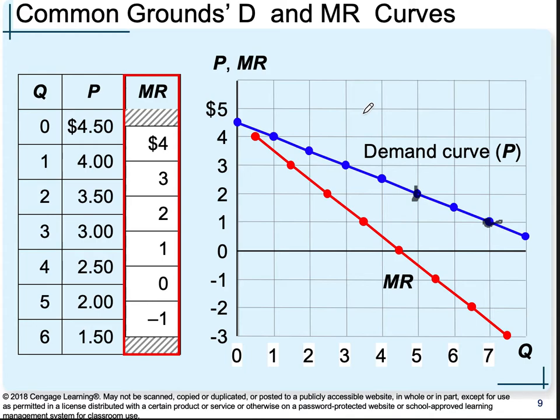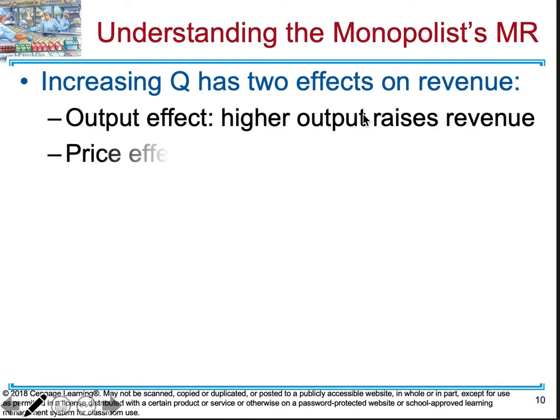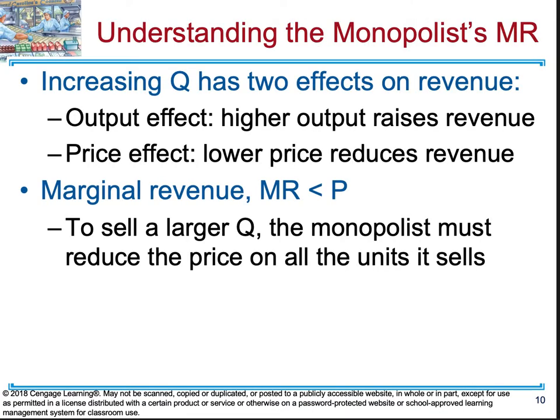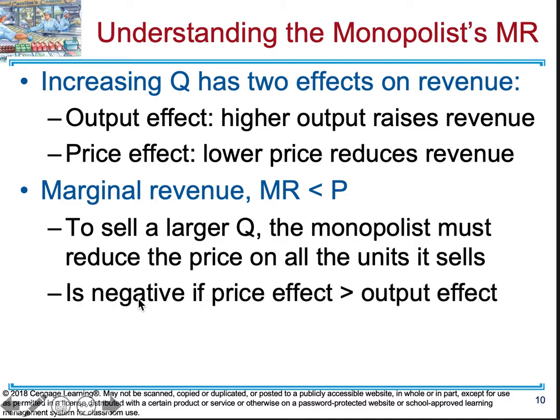So this is why monopolies can make much more profit, because they restrict their output. That's a key thing you need to know. They restrict their output. So marginal revenue is less than price. To sell a larger quantity, the monopolist must sell at a lower price. So it's negative if the price effect is greater than the output effect.